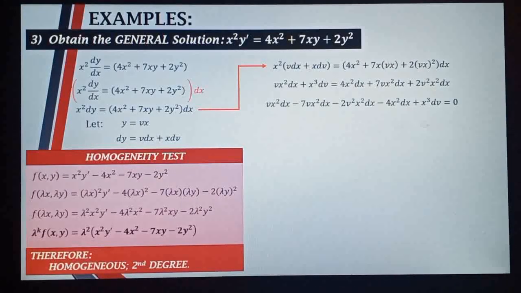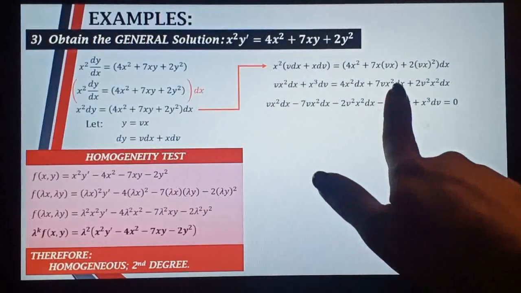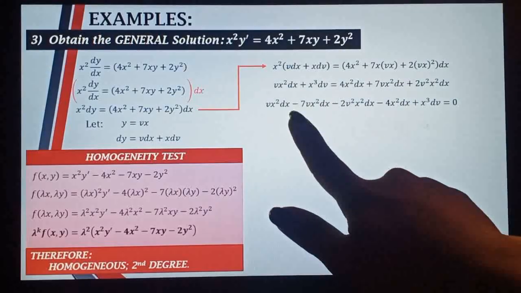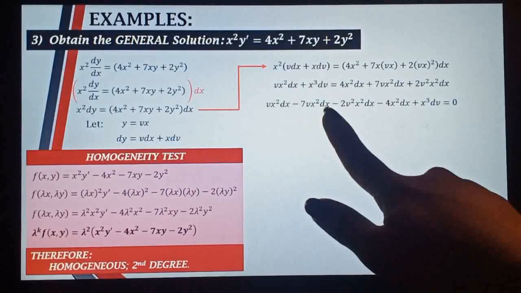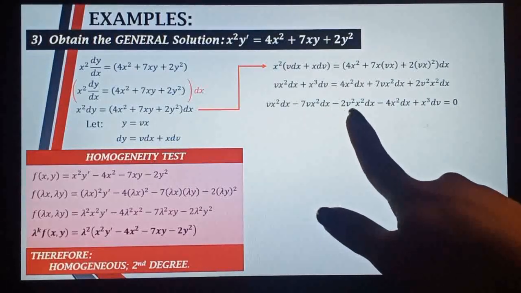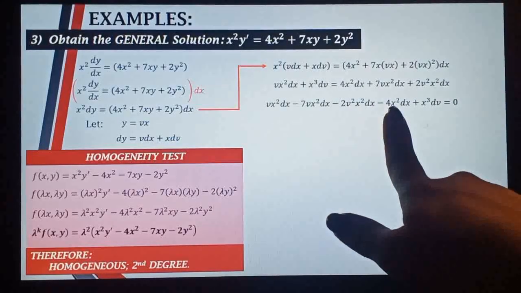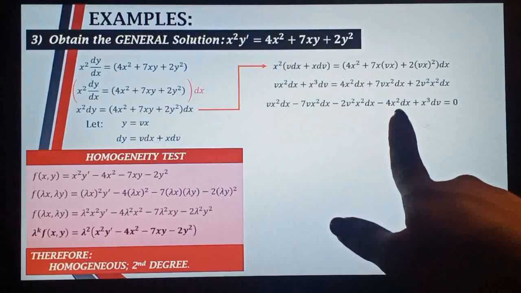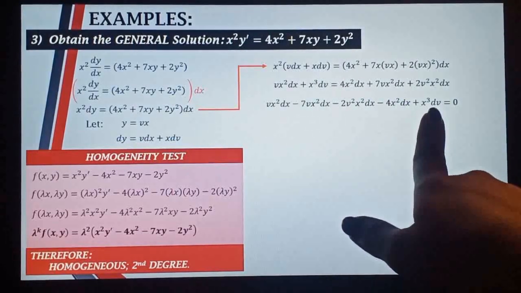Tapos, ililipat natin lahat sa kabilang side. You will now have vx² dx. Then this one, pag nilipat sa kabila, you will have negative 7 of vx² dx. Then last term, pag nilipat sa kabila, you will have minus 2v² x² dx. Minus this first term, you will have 4x² dx. Then yung last term kanina sa kabilang side, you will have plus x³ dv.